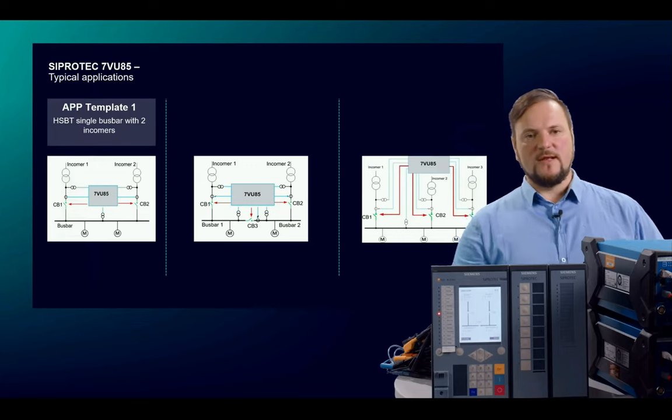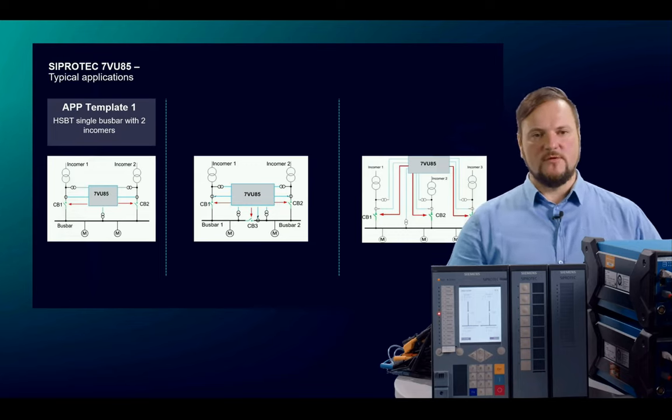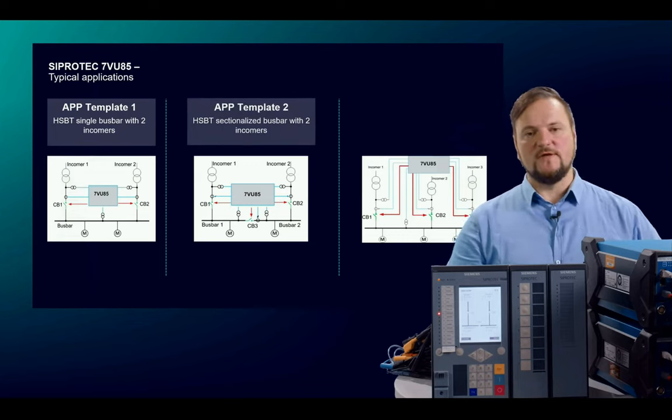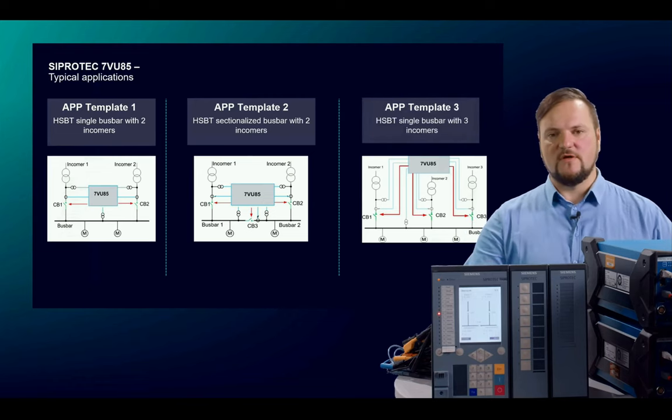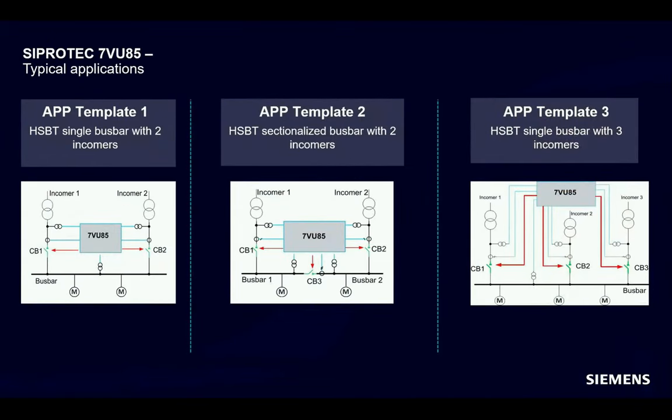So then we have the typical applications. Here we have three application templates, and I think these three application templates cover most of the applications. In all the cases, we have a single busbar application: a two-breaker application, a three-breaker application with two incomers and one sectionalized busbar. And on the right side, we have application template three.